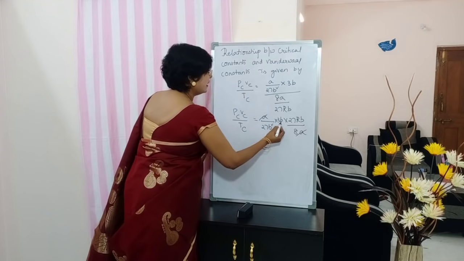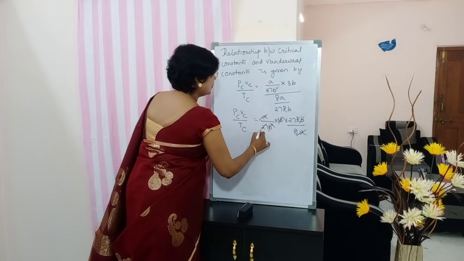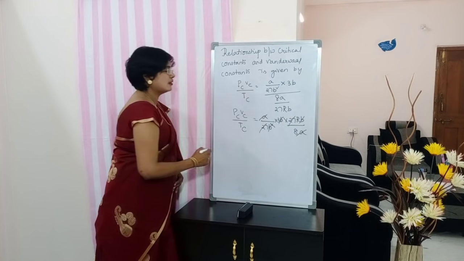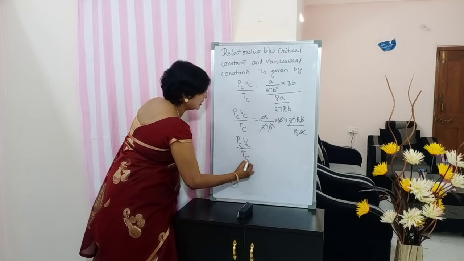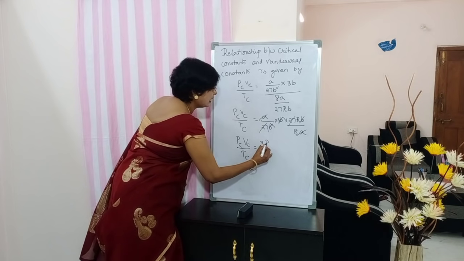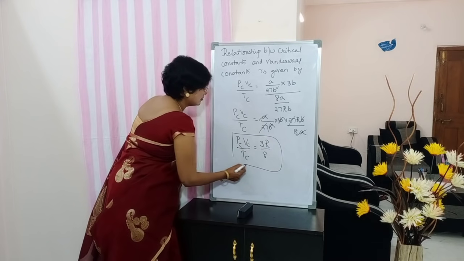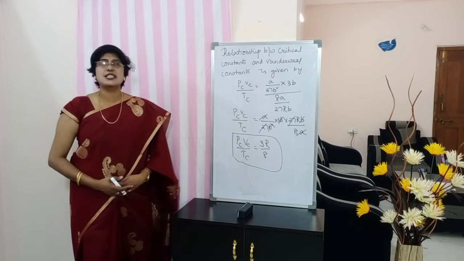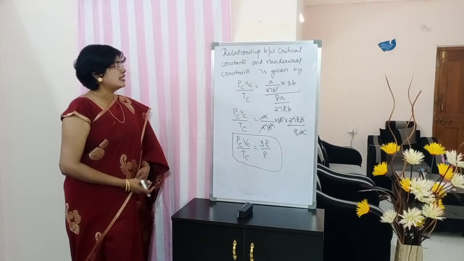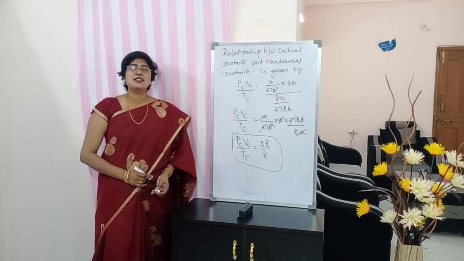A, next B, 27, 27. Okay. So what's remaining? PcVc by Tc is equal to 3R by 8. Okay. So this is how we derive the relationship between critical constants and Vanderwaal constants. So enjoyed the derivation, students.